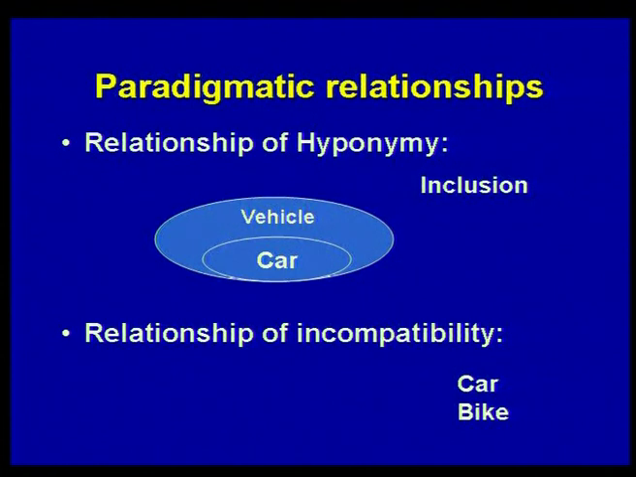This relationship can be said to be a relationship of inclusion. But now if you look at the two words car and bike, the relationship is very different again. We cannot say "I have bought a new car" and "I have bought a new bike" at the same time and mean the same thing. It can either be "I have bought a new car" or "I have bought a new bike." Now, since they cannot be substituted for one another in the same context, they are said to have a relationship of incompatibility.